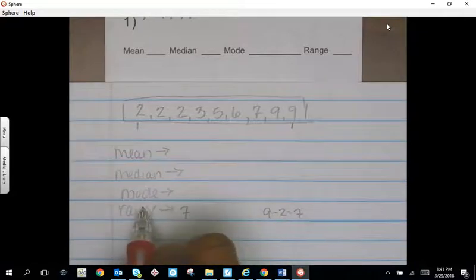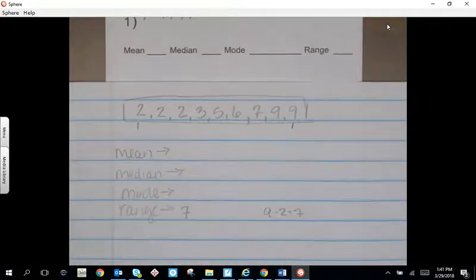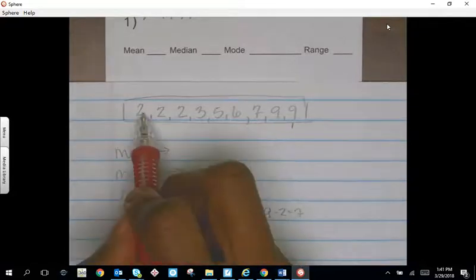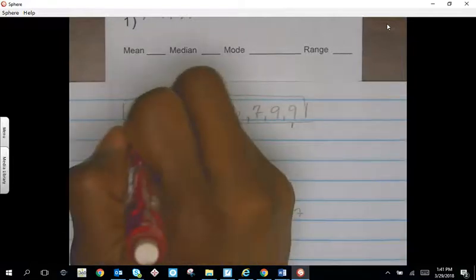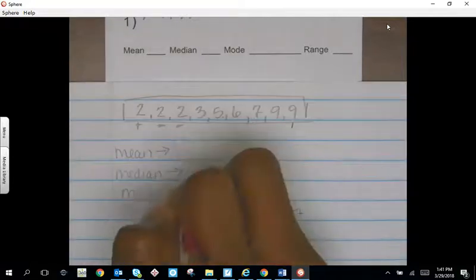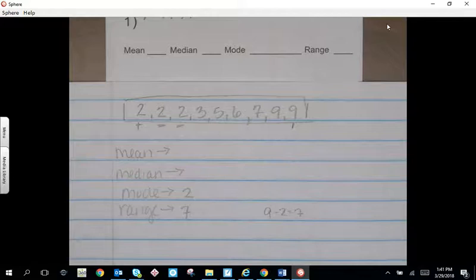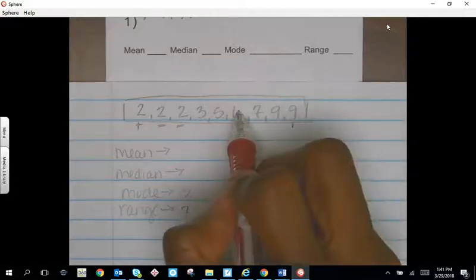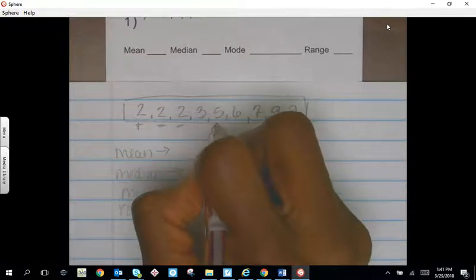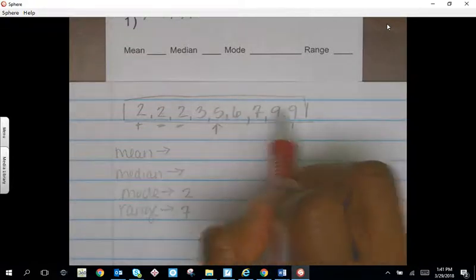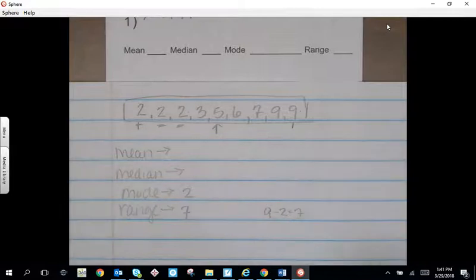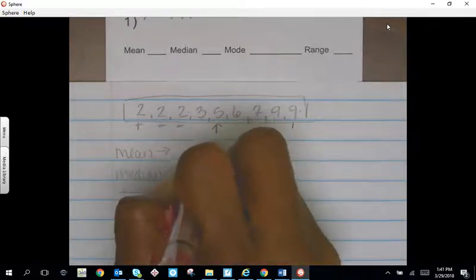My mode, what number do I see the most? I have 1, 2, 3 twos. My median is what's in the middle. 1, 2, 3, 4, 5, 6, 7, 8, 9. So halfway would be here. I got 1, 2, 3, 4 on that side, 1, 2, 3, 4 on that side. 5 is in the middle.